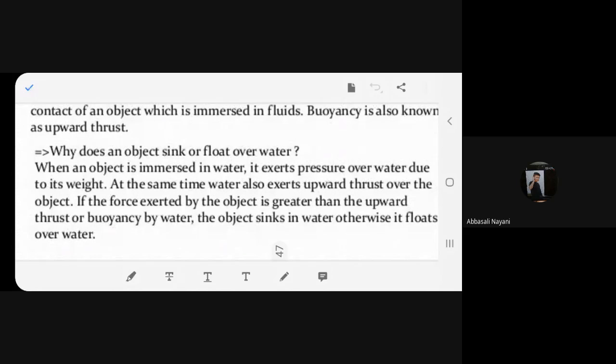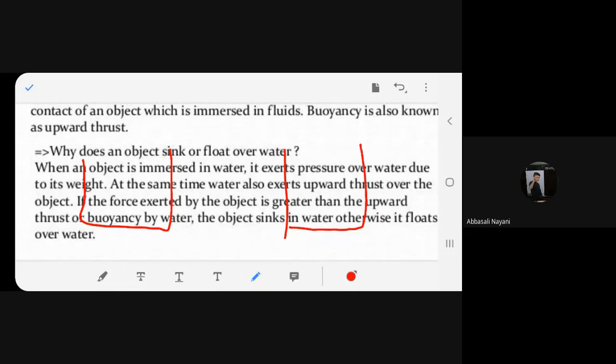Okay. Now the question is, I'm showing you two examples. I take a stone, maybe a big stone. I take a small stone.